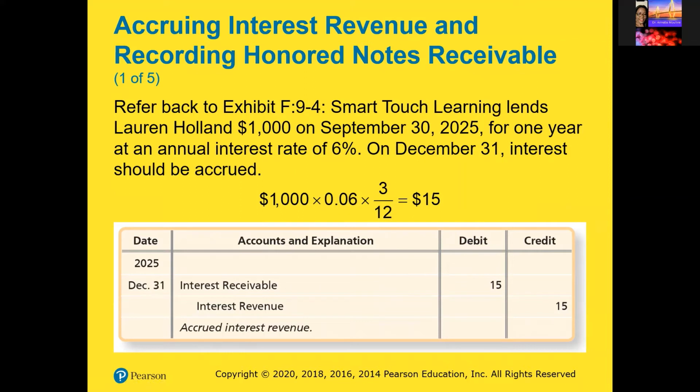Because you got the 3 from the month, September, which is the 9th month, with 3 more months left in the year. For that particular year, that's why you got the 3 over 12 equal to $15. So again, it's a debit to interest receivable for $15 and a credit to interest revenue for $15.